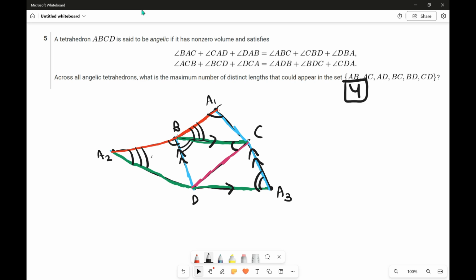Another thing to learn from this problem is to always recognize spiral similarity when it appears. For example, we noticed a spiral similarity sending BA2 to CA3 centered at A1, and that showed that A1BC is similar to A1A2A3, and that's also similar to BA2D, and that basically solves the problem. So be on the lookout for spiral similarities.